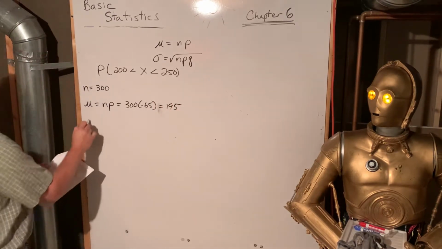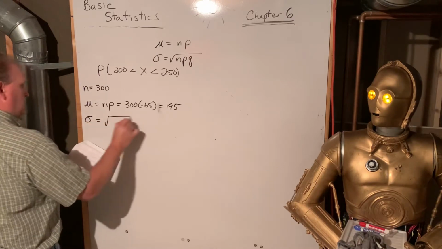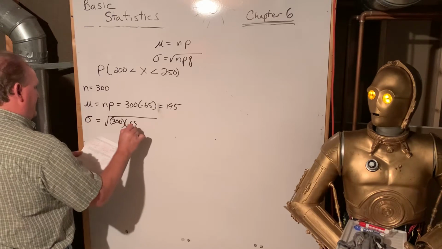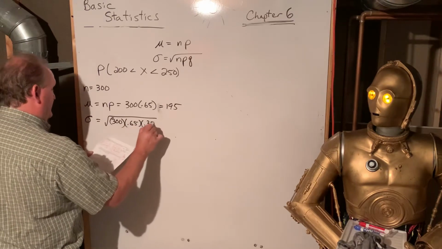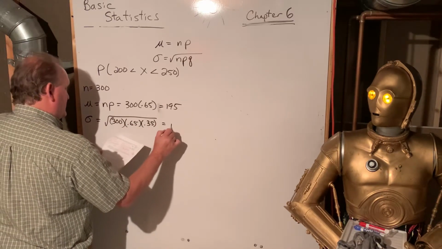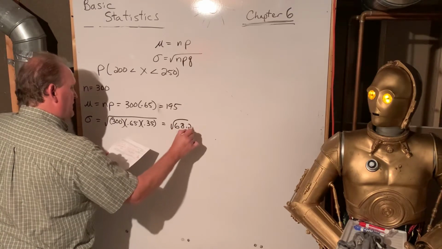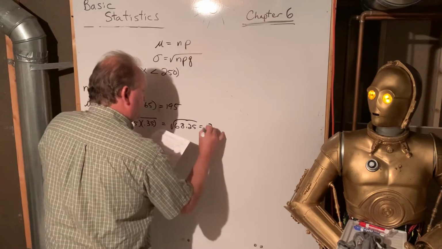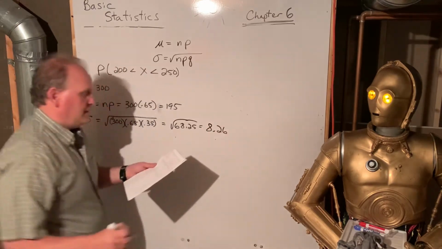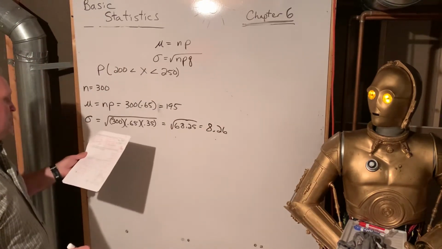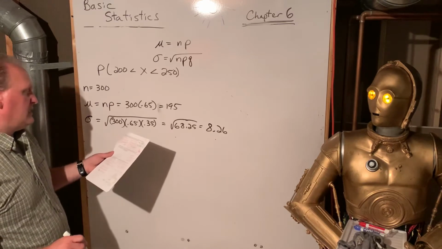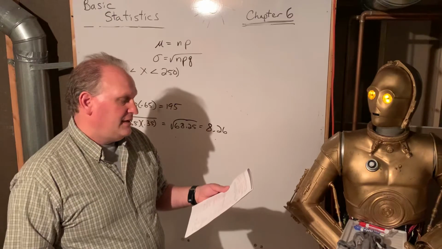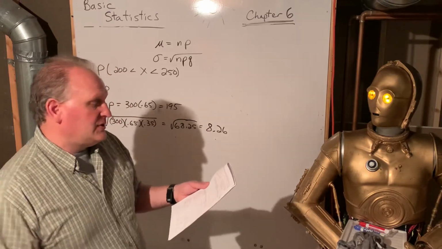And then we would say sigma is equal to the square root of 300 times 0.65 times 0.35, which is the square root of 68.25, which is 8.26. All right, so we've got all of those. Because we're using a continuous distribution for discrete values, let's find our z-scores.